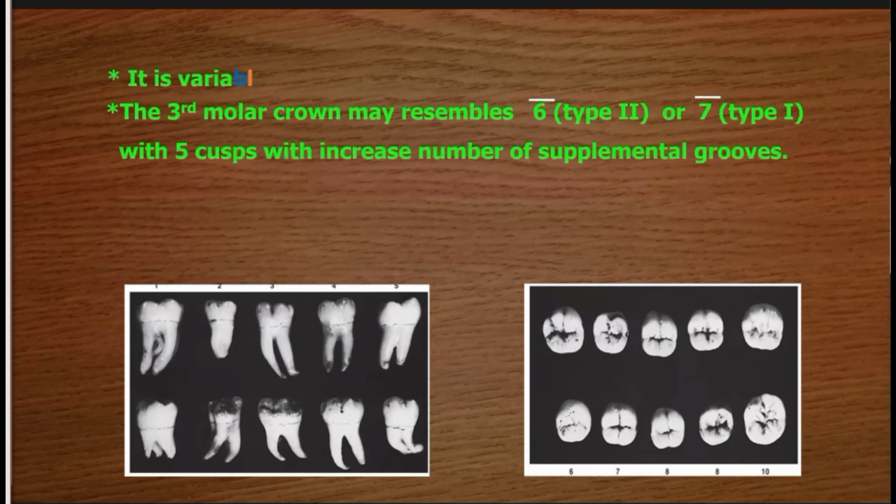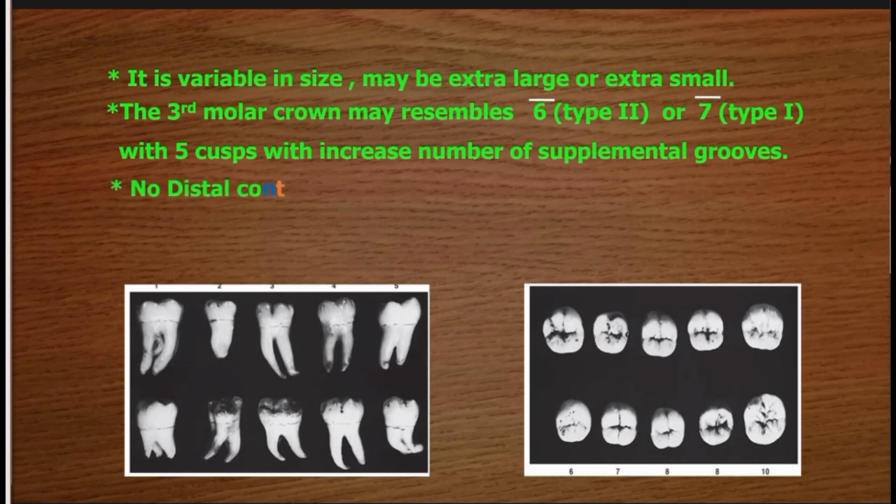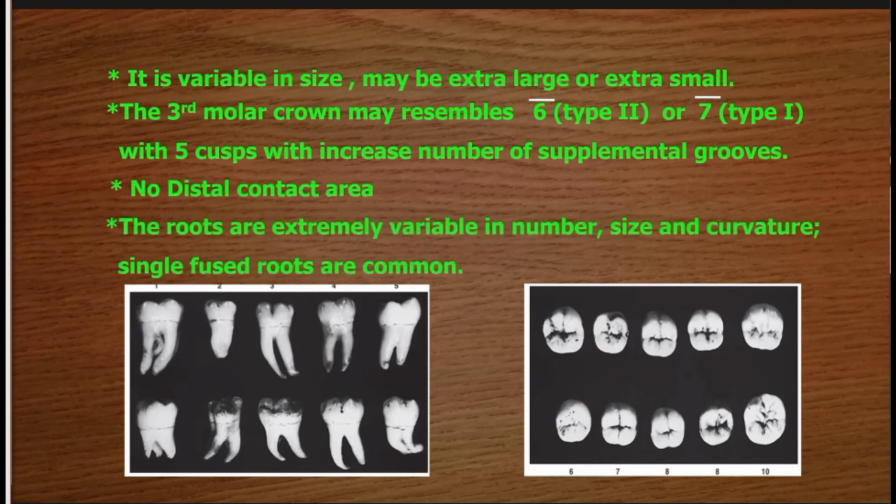It is variable in size, maybe extra large or extra small. The third molar crown may resemble lower 6, this is type 2, and lower 7, this is type 1, or may have supplemental groups. No distal contact area. The roots are extremely variable in number, size, and curvature. Single fused roots are common.